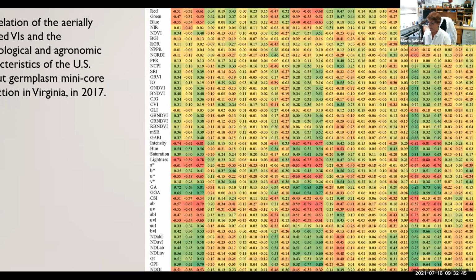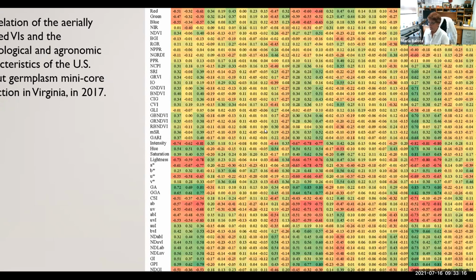Well, this is a heat map of the correlation of the aerially derived vegetation indices, which are the rows, and the physiological and agronomic characteristics of the mini core in 2017. I grouped those by 3 botanical types. I realized that for Peruviana, we only had 2 or 3 genotypes, so I excluded that for now.